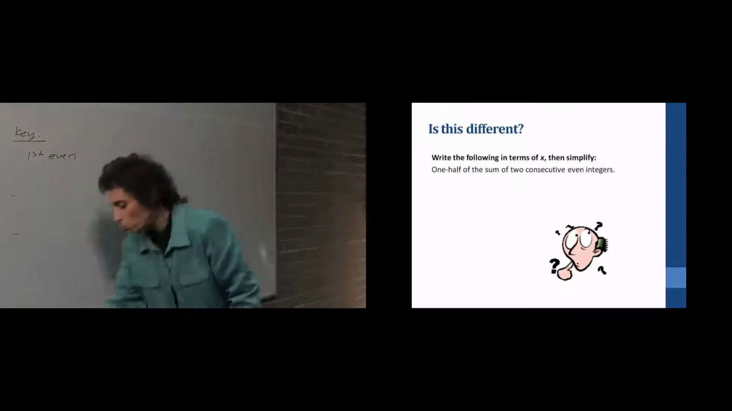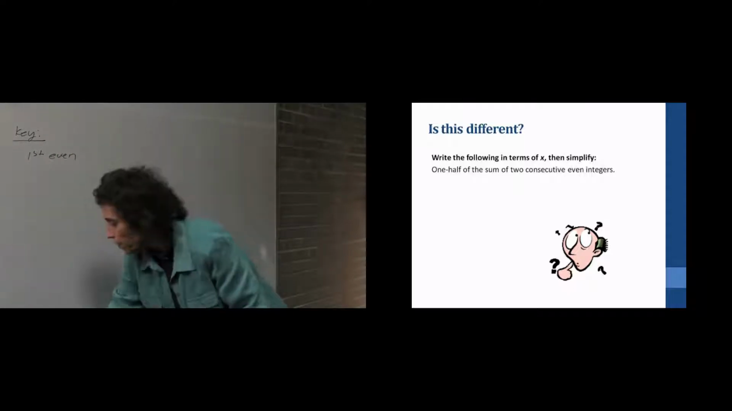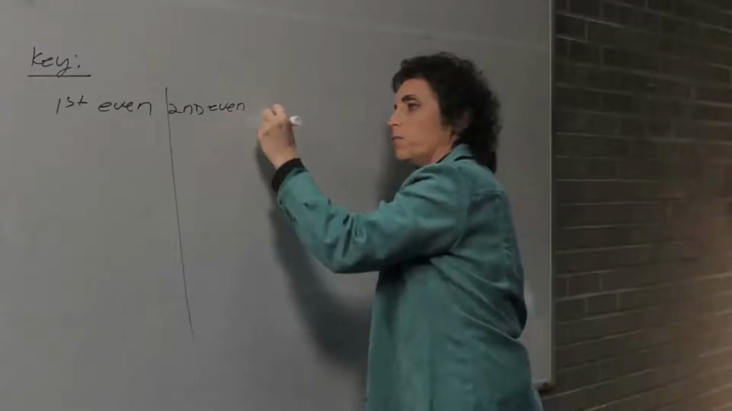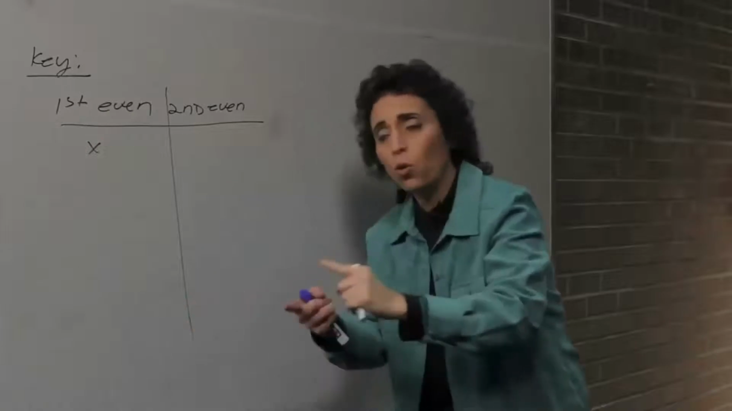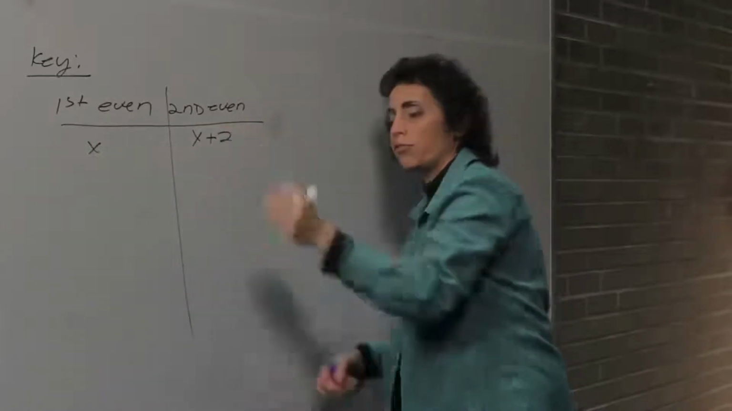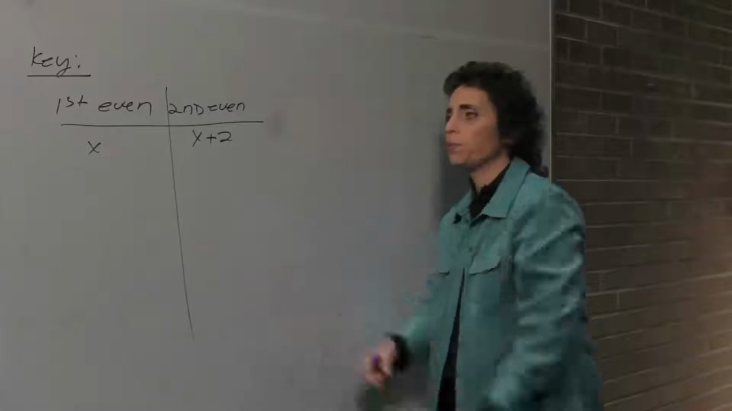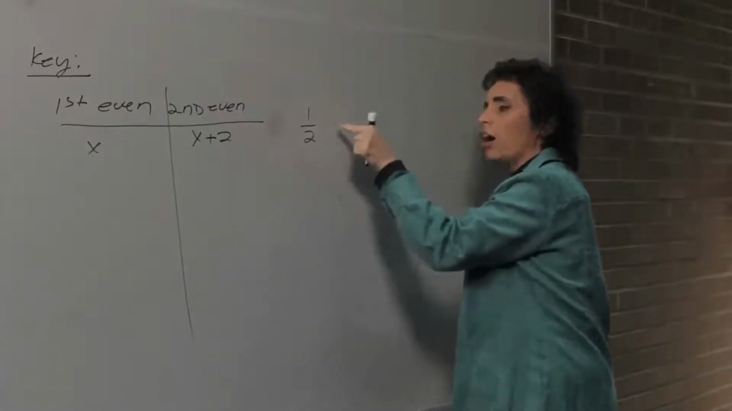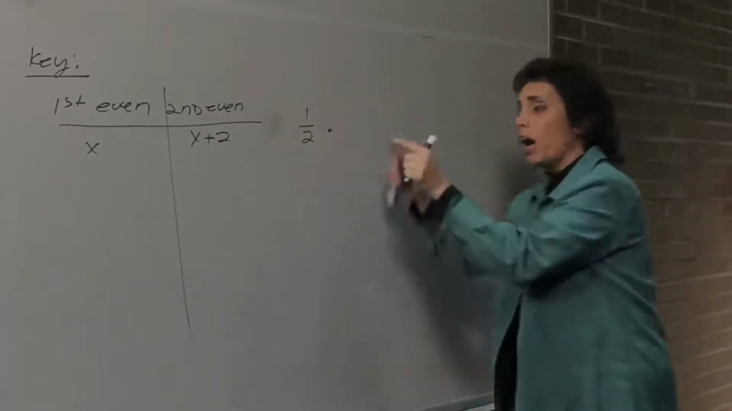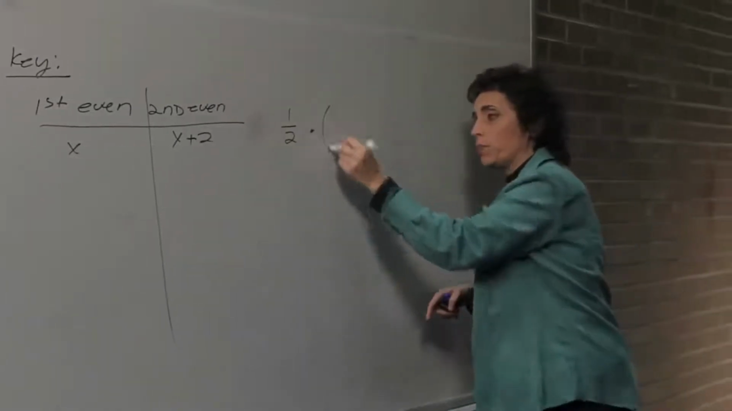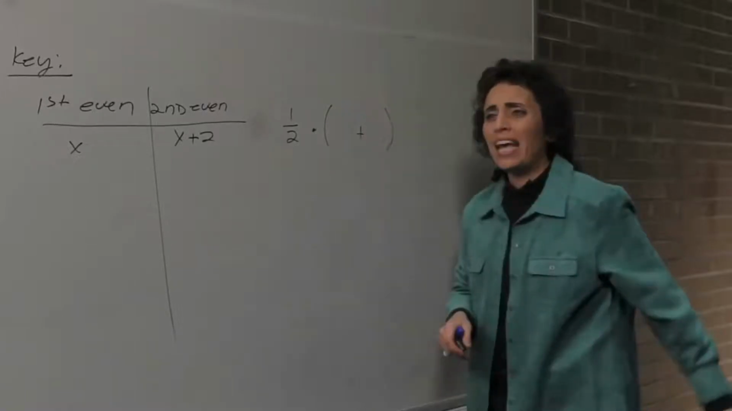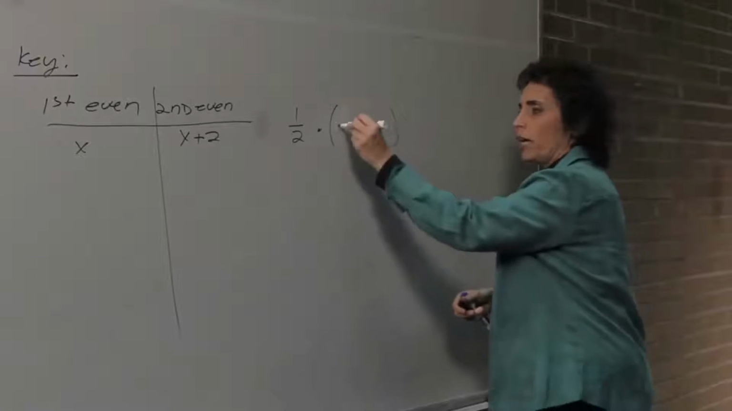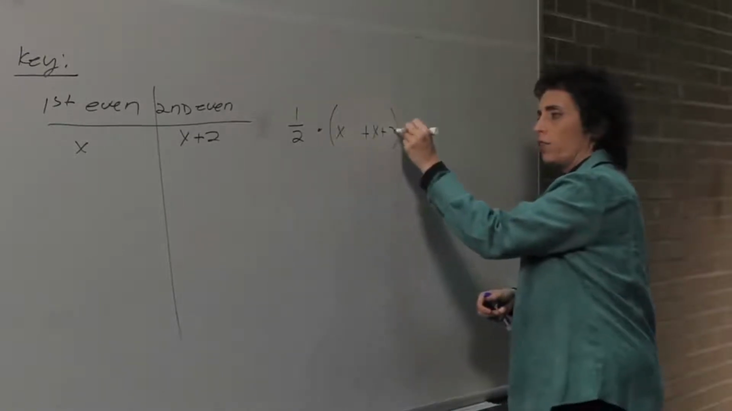I'm going to clean up this board a little bit. Okay, second even. Remember, the first one's always x. Because it's even or odd, we go up by 2. To get from one even to another even, you have to take 2 more steps. Okay, and now it says 1/2 of the sum. 1/2 of means to multiply the sum. Operation followed by an operation, we need parentheses. The sum means I'm going to be adding something. And I'm adding the sum of the 2 consecutive integers. So I'm adding the first integer with the second integer.